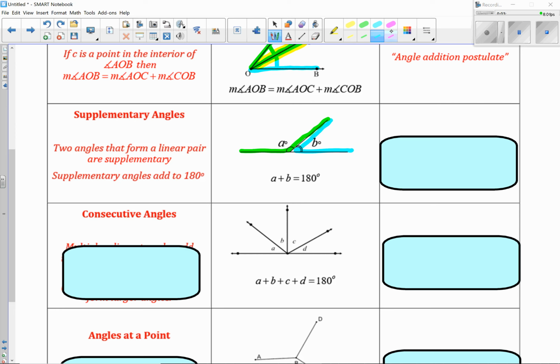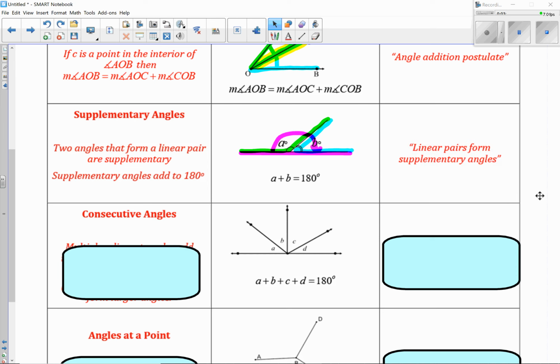Again, those two angles together form a straight line, right? They form this straight line right there. So therefore, the two angles add together to make 180 degrees. That's the definition of what supplementary angles are. So in our concept, linear pairs form supplementary angles. And again, when we get into proofs, we'll get a little bit more descriptive in terms of how we word that. But supplementary angles add to 180 degrees. So that's an important one to know here. They add to 180 degrees.